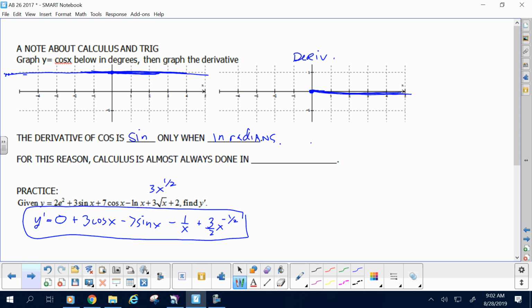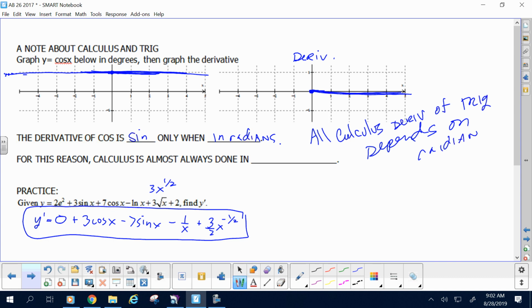Okay? All calculus derivatives of trig depends on being in radians. Maybe I just ignored my own notes right there, but you get the idea. It's got to be radians, or the scale is just totally whacked, and the derivative rules that we want to use, derivative of cosine is sine, out the door, or negative sine.